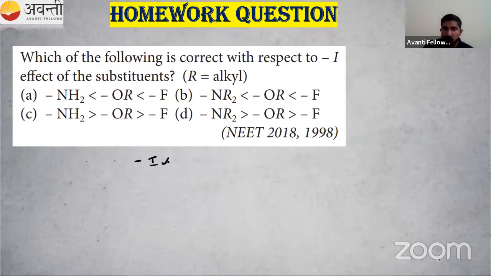Minus I is proportional to electronegativity. So here we have fluorine, then oxygen, then nitrogen. We have already studied the order of minus I effect, so this is the correct order. That was the homework question for you. The correct option is A. This was asked in 2018 and also in 1998. So it is a repeated question. That was our homework question.